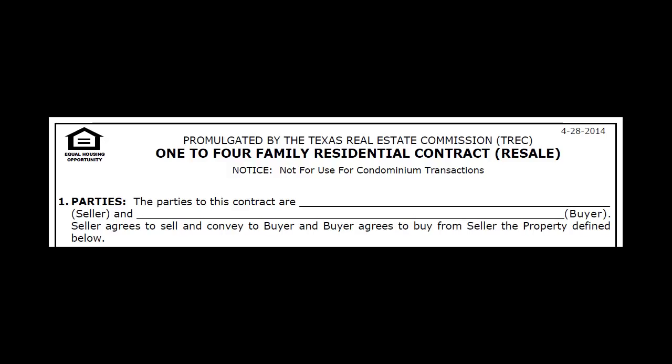In the first blank, you put the seller's name. Second blank, you put the buyer's name. Use the correct spelling of the legal name of each party. No nicknames, no middle. Don't use the middle name as the first name. You know, if they happen to go by their middle name, put their full legal name. No abbreviations. And find out if they're a junior or a third, or if there's some kind of suffix or prefix you need to include in there.